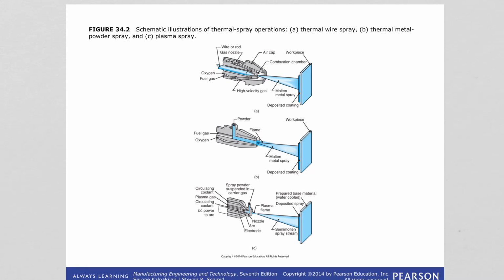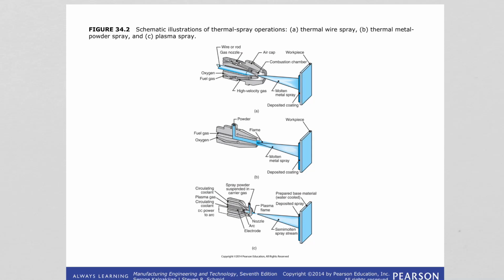And in image B, we are seeing a similar process this time, but the name is thermal metal powder spraying, and as the name implies, instead of wire this time we have metal powder added to the process. Instead of the wire we have metal powder, and again it is molten with the flame, the same type of flame, and then it is sprayed on the workpiece and deposited as a coating.